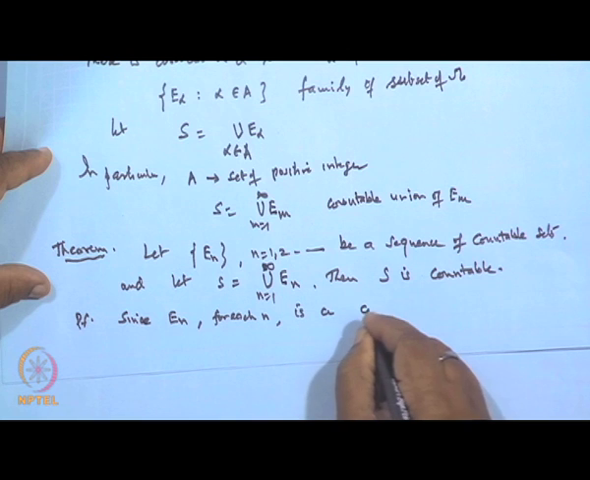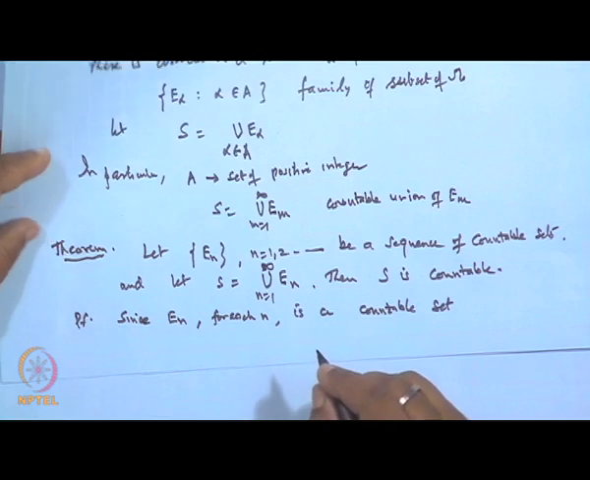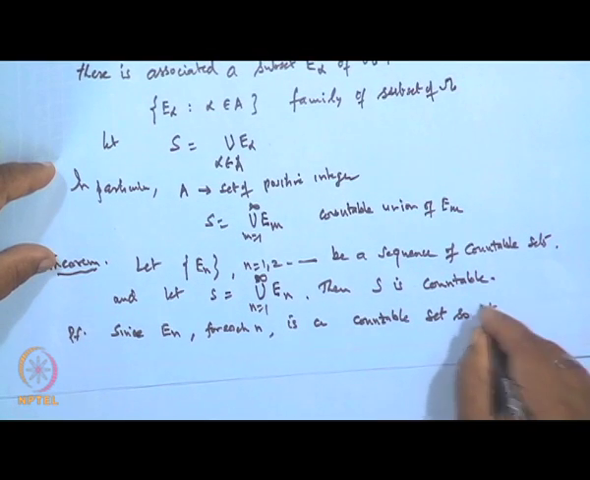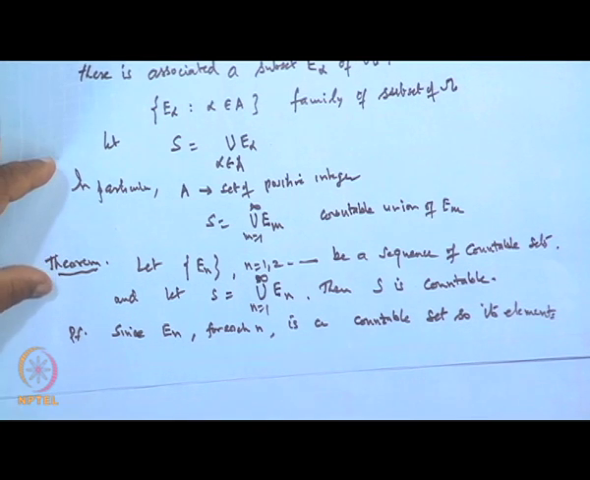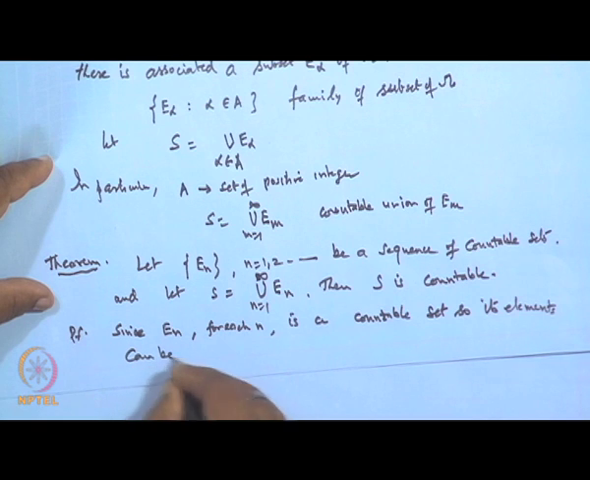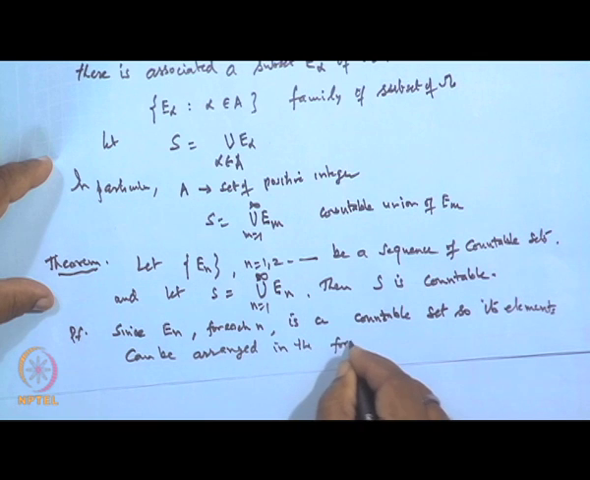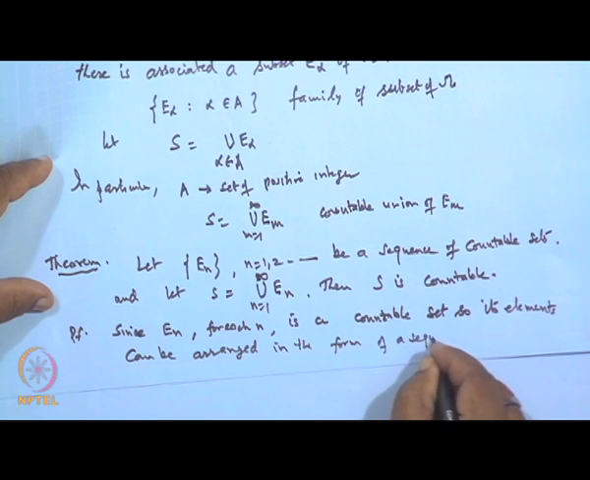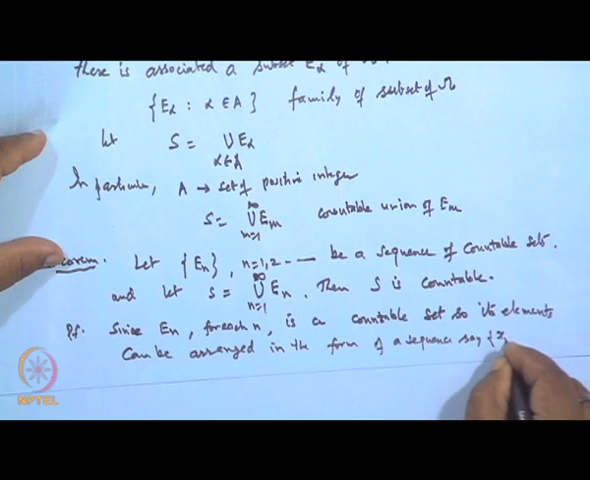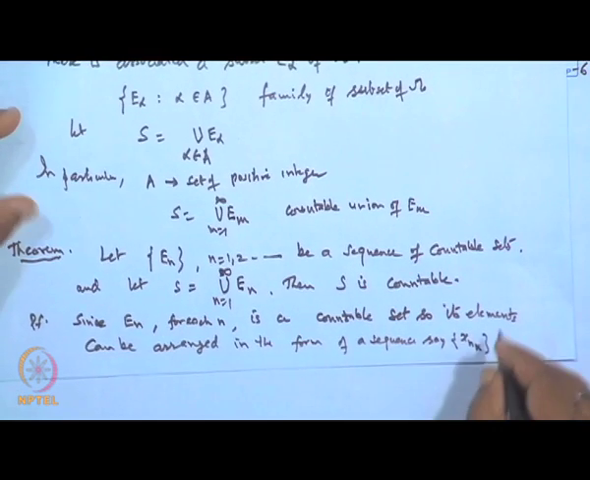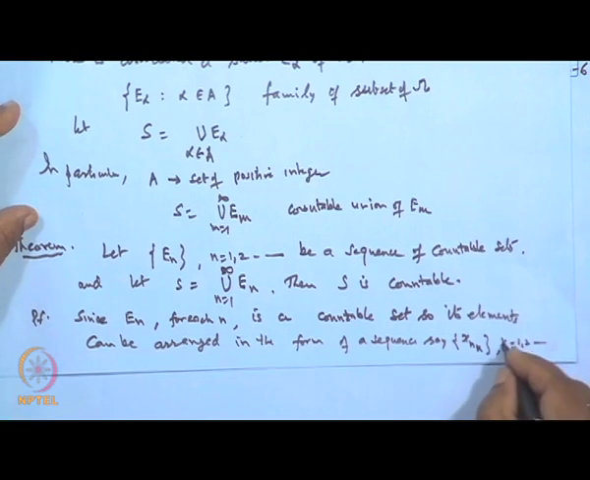is a countable set, so its elements can be arranged in the form of a sequence, say x_{nk}, where k is 1, 2, 3 and so on.